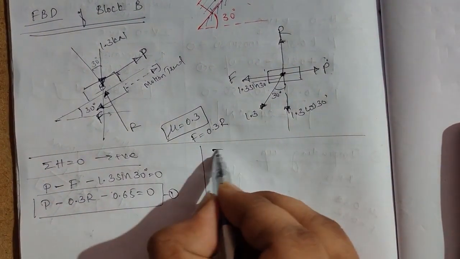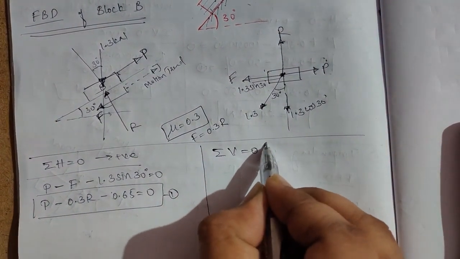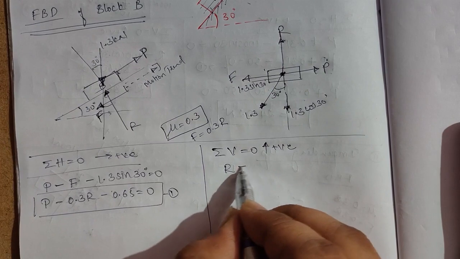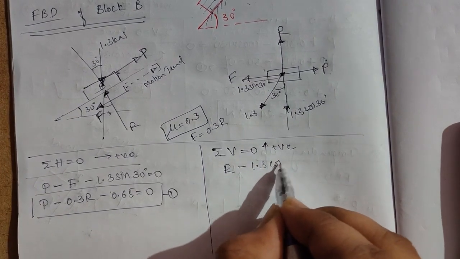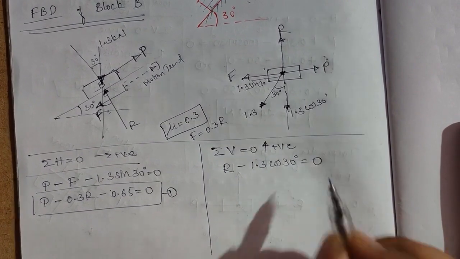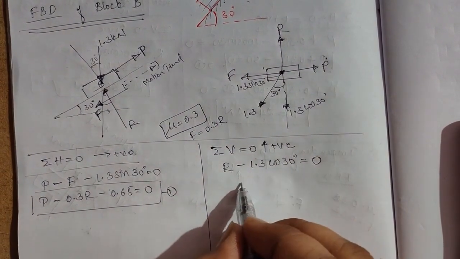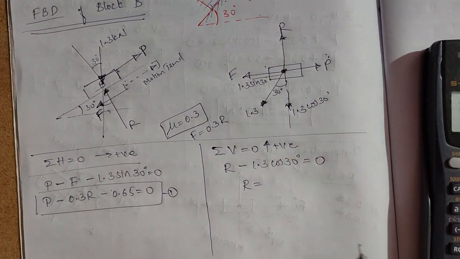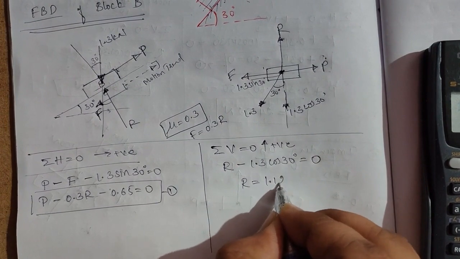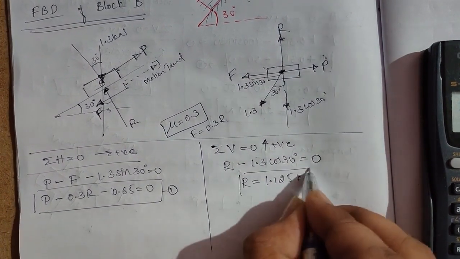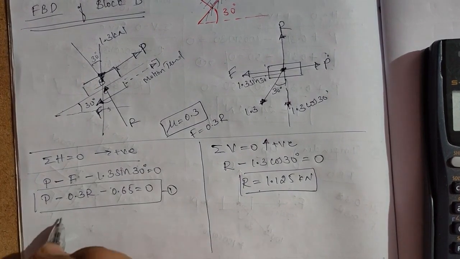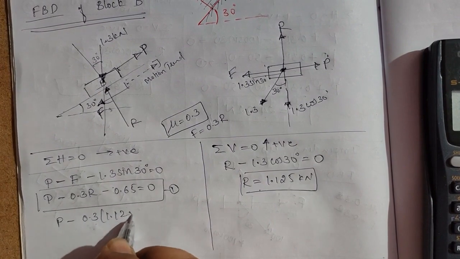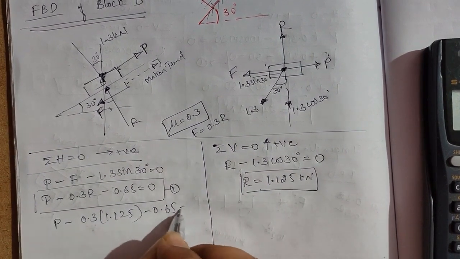Now in the same way, summation of vertical force is equal to 0, taking upward as positive. What are the upward values? R is positive. Next, 1.3 cos 30 degrees is equal to 0. Any other values? No other values. So R is equal to 1.3 cos 30 degrees, that is 1.125 kilonewton. So substitute this value of R in this, and you will get P minus 0.3 times 1.125 minus 0.65 is equal to 0.